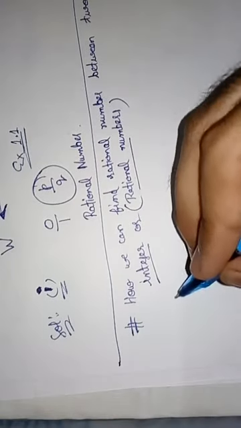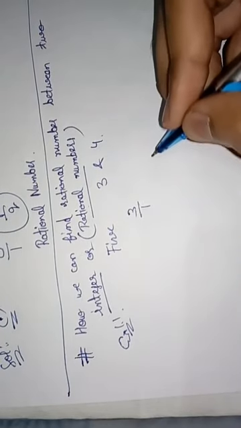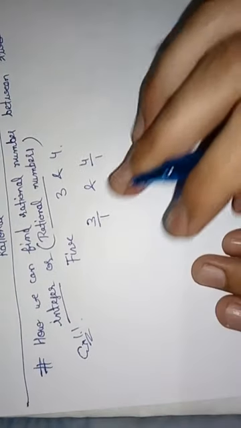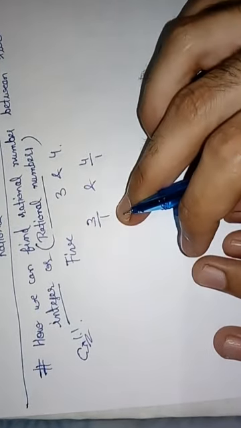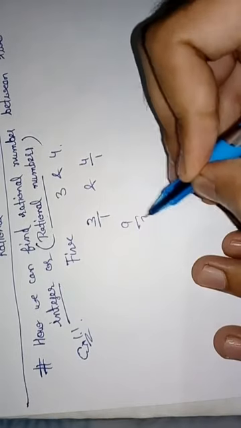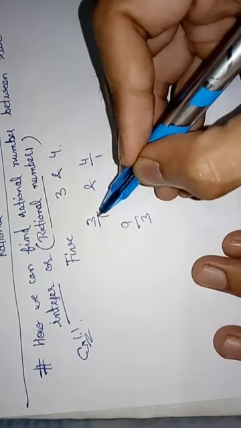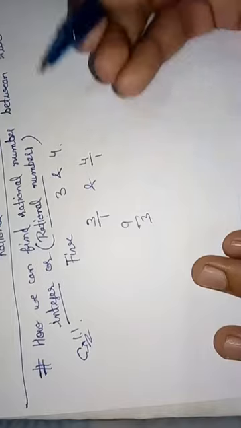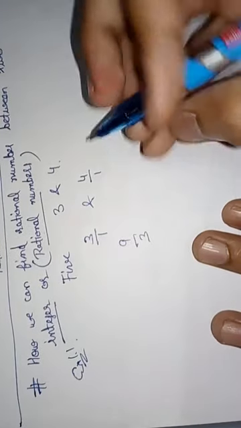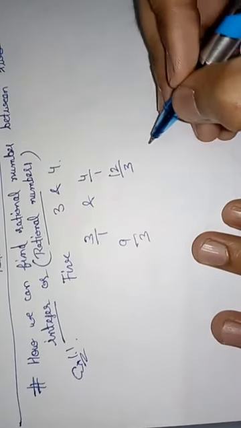How? Suppose in exercise 1.1 there is question number 2, they have asked you to find 5 rational numbers between 3 and 4. So first of all you convert them into rational numbers. How? You can write them as 3 by 1 and 4 by 1. Further, you can write 3 upon 1 as 9 upon 3, because when you cancel them out, it will be 3 upon 1 only. And this side also, 4 you can write as 12 upon 3.